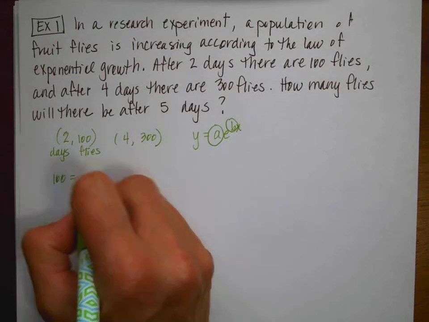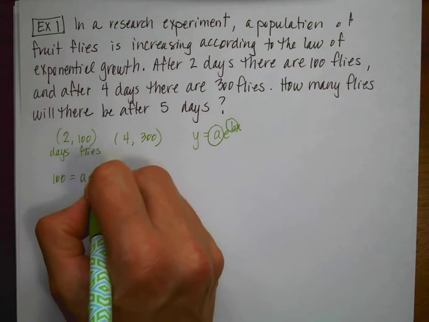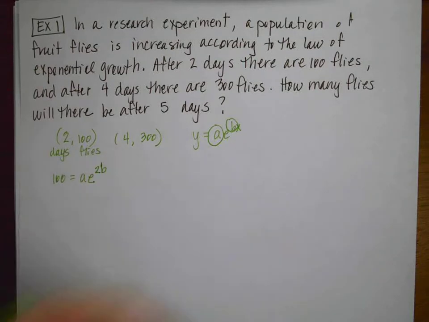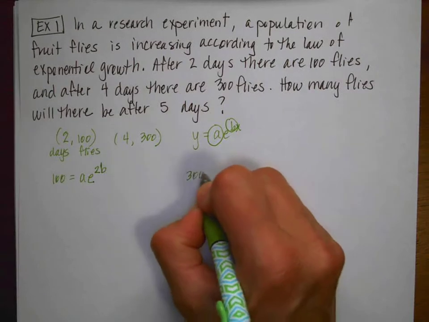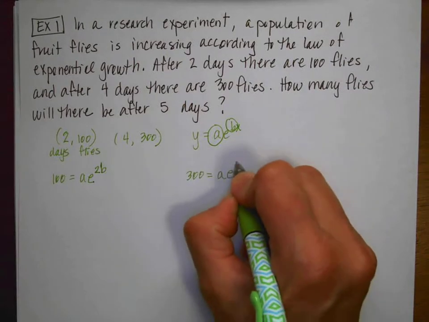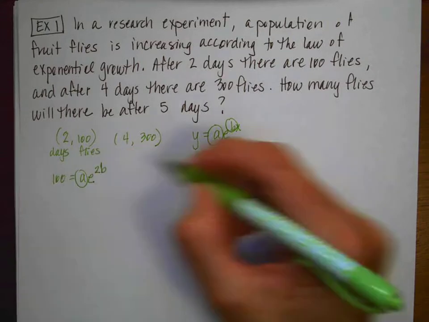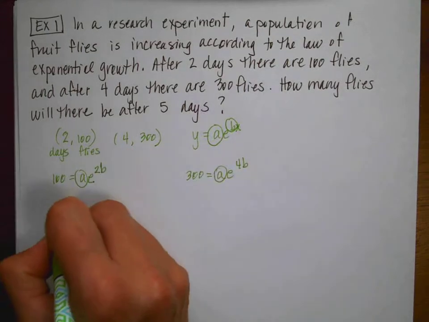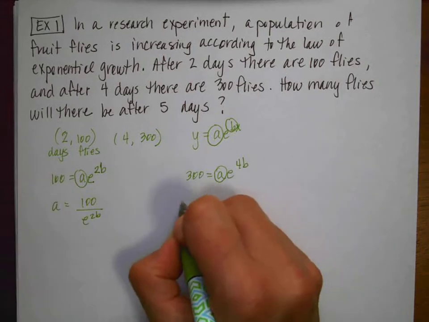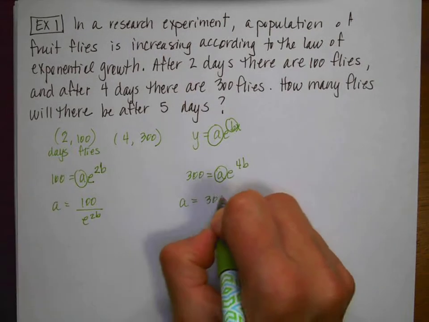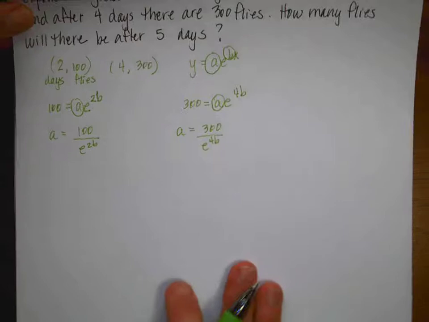From the first data point, I'm going to get 100 is equal to ae, the time is 2, and then I have a b. And then I'm going to do the same thing over here: 300 is equal to ae^(4b). In this particular situation, I'm going to solve both equations for a. So a is equal to 100 over e^(2b), and in this one, a is equal to 300 over e^(4b).